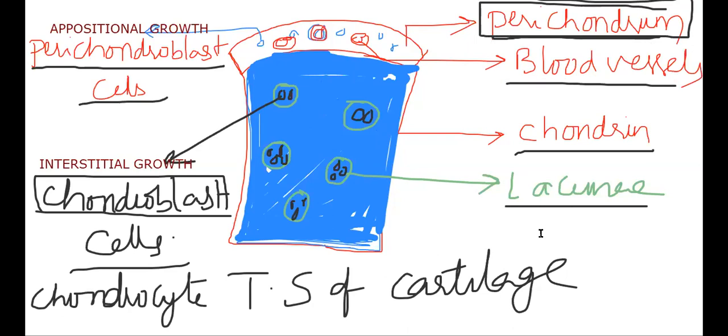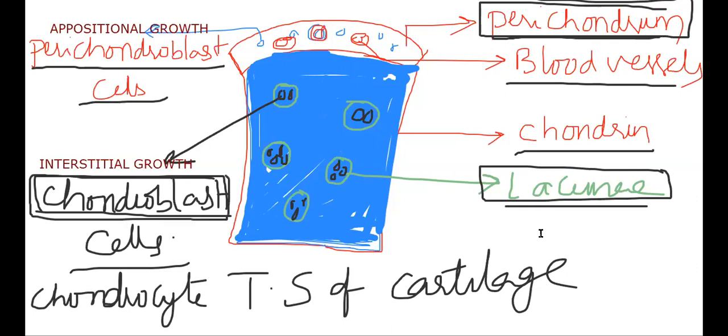Empty spaces in the matrix are called lacunae. Lacunae contain 1 to 4 chondroblast cells, and they are responsible for the growth of the matrix. We call this growth interstitial growth. This is the basic structure.